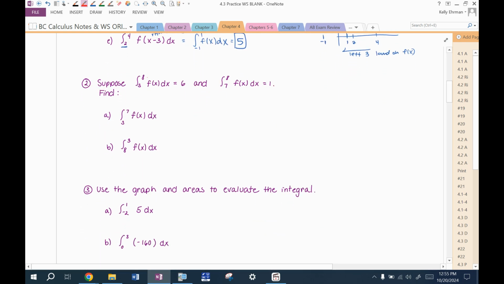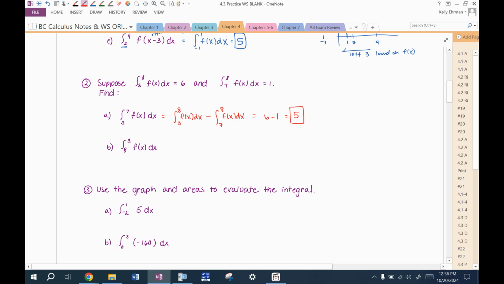The integral from 3 to 8 is 6. The integral from 7 to 8 is 1. They're both of f of x dx. So I have the integral from 3 to 8. If I take the integral from 3 to 8 of f of x dx, and I subtract the integral from 7 to 8 of f of x dx, that would leave me with this big area minus this little area. So that would leave me with the integral from 3 to 7, right? So that's just going to be 6 minus 1. That area is 5.